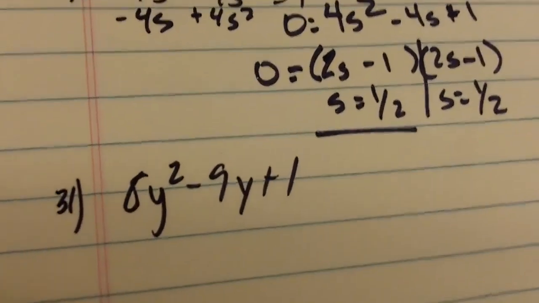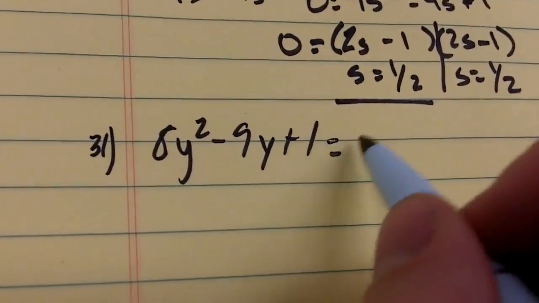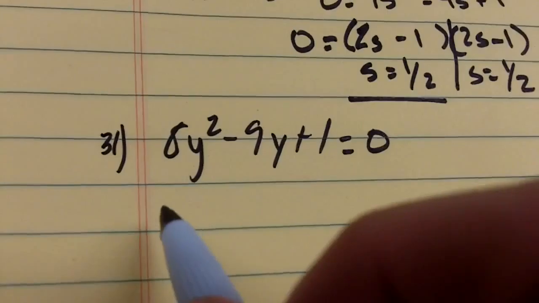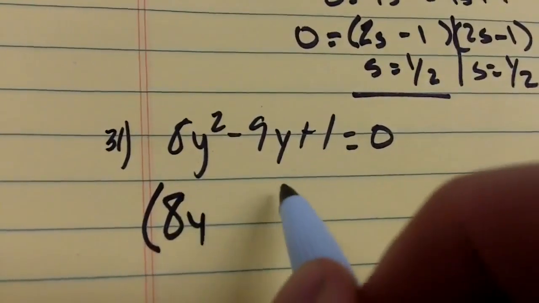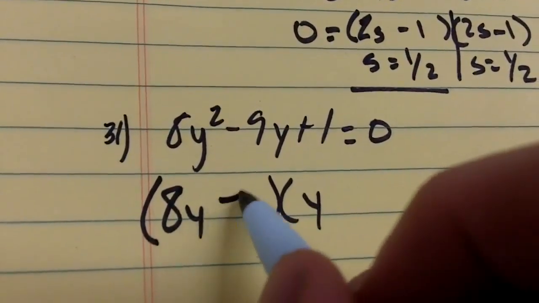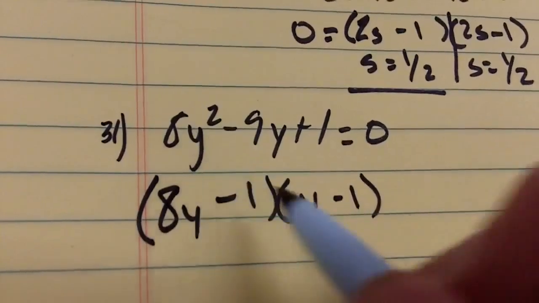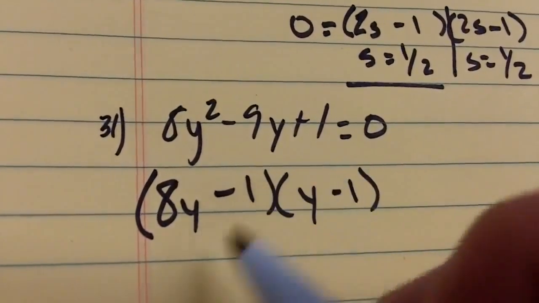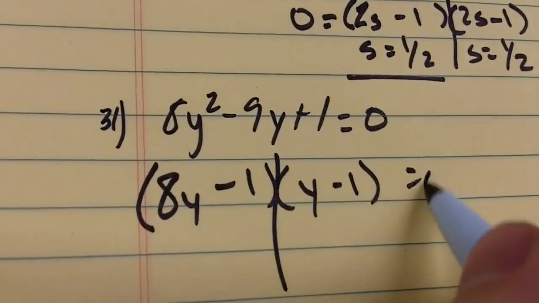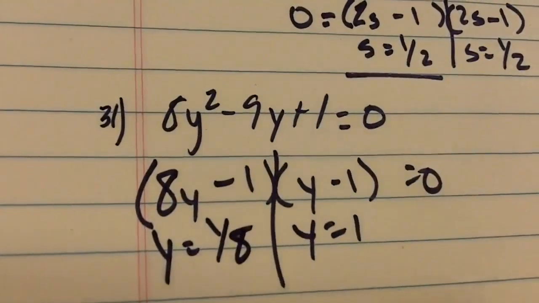I'm going to skip down to 31. 8y squared minus 9y plus 1 equals 0. Factor this. It's already in standard form, so I'm just going to factor 8y, y. Okay, two numbers that multiply to 1. How about a minus 1 and a minus 1? It's not that bad to factor, as long as you see the 8y and the 1y at first. When you solve this with the zero product property, y equals 1 or y equals 1/8.